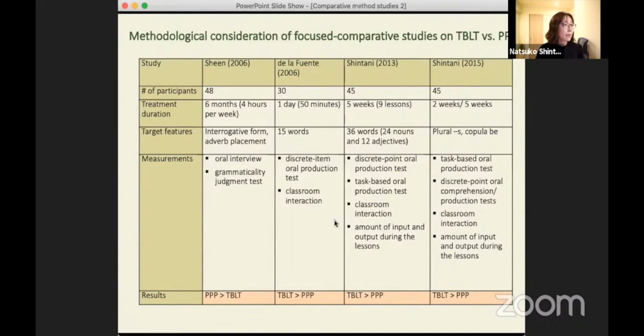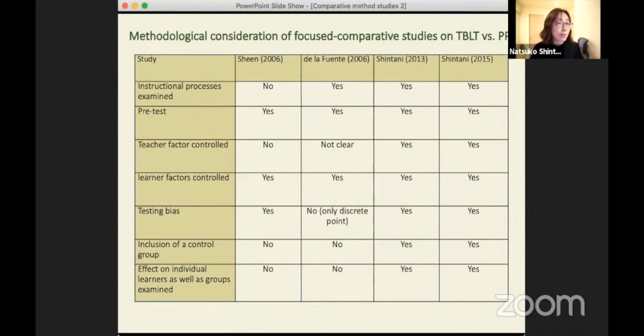If we look at the evidence evaluation of design, these studies did better in their design than program evaluations, as you can see. And looking at the items that each of the studies didn't meet, you can see the weakness of the study. For example, Shea in 2006 did not have a control group and did not control teacher factor. He also did not examine whether focus on form, the theoretical assumption, actually occurred in the TBLT lessons. So we cannot exclude the possibilities that these factors contributed to the relative effectiveness of these two types of instruction rather than difference between the two types of instruction. Okay.